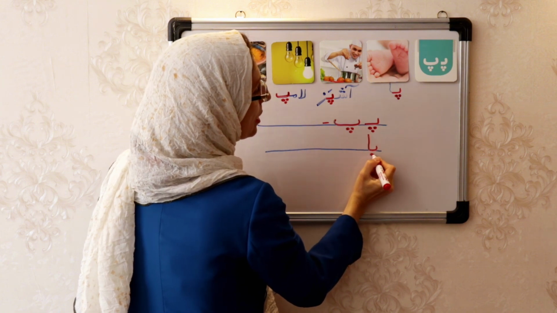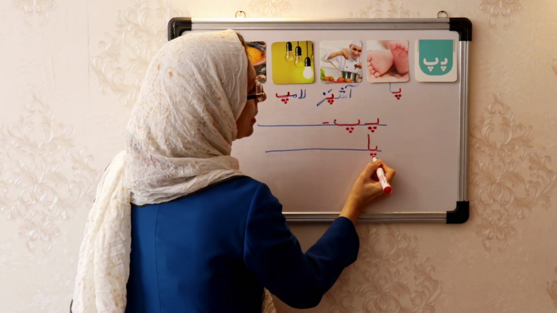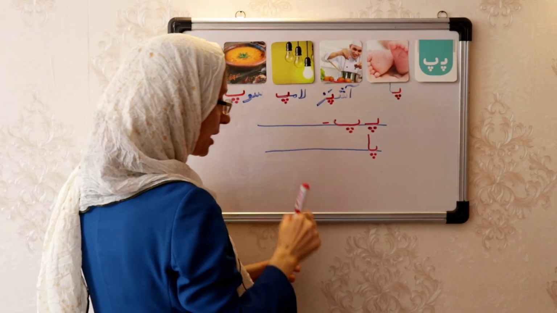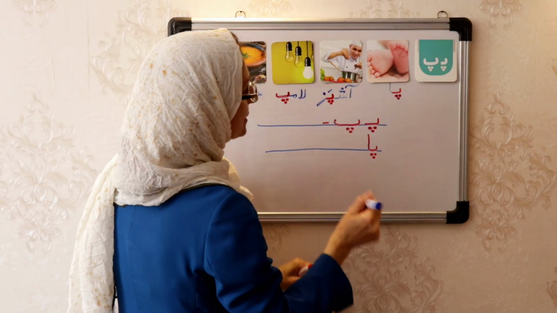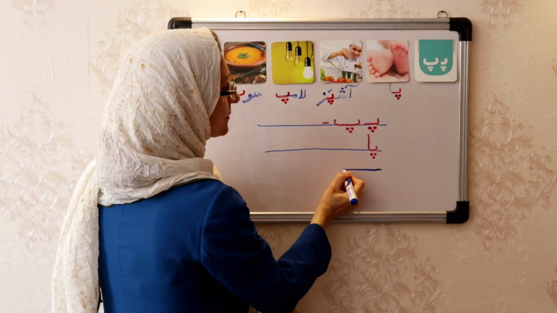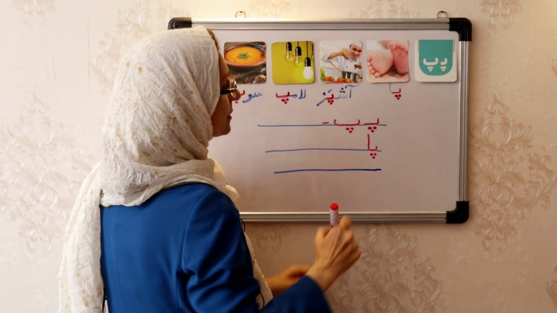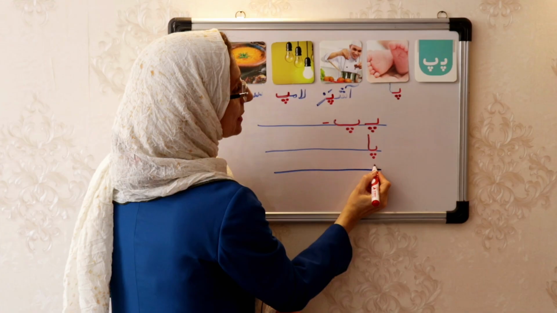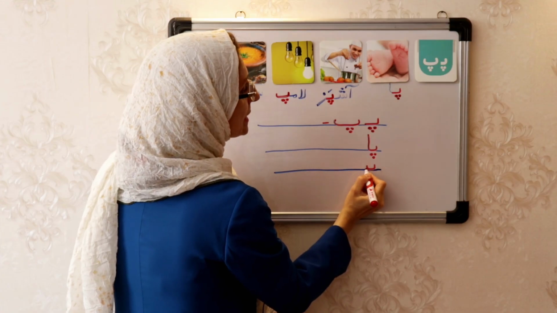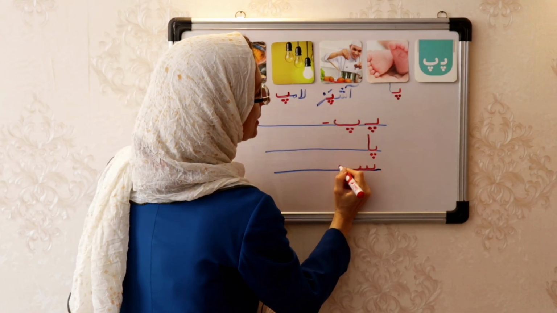Write pa. Write pa. And one line. Write peep. Pe. E. Pe. Peep.